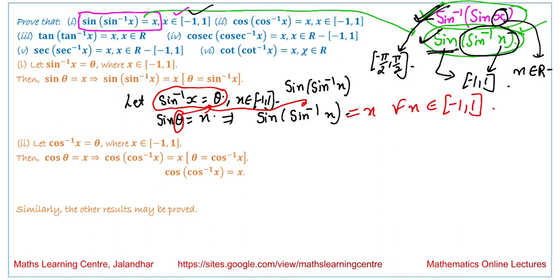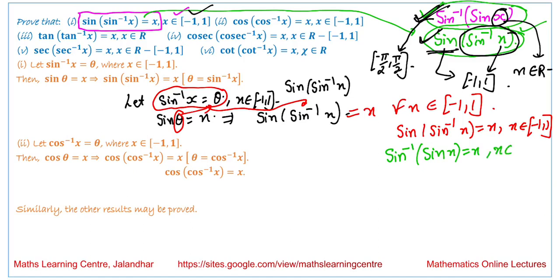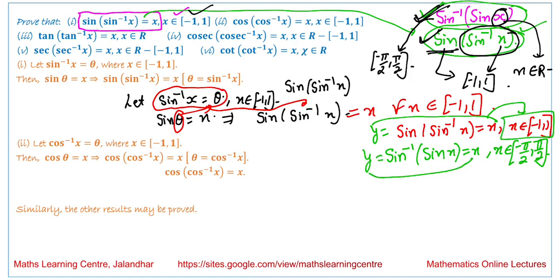So we are saying that sine of sine inverse of x is equal to x when x belongs to minus 1 to 1. In the previous case, we had sine inverse of sine x, that is equal to x when x belongs to minus pi by 2 to pi by 2. So this is the function y is equal to x, but the domain of this function is minus 1 to 1. This is the function y is equal to x, but the domain of this function is x belongs to minus pi by 2 to pi by 2.